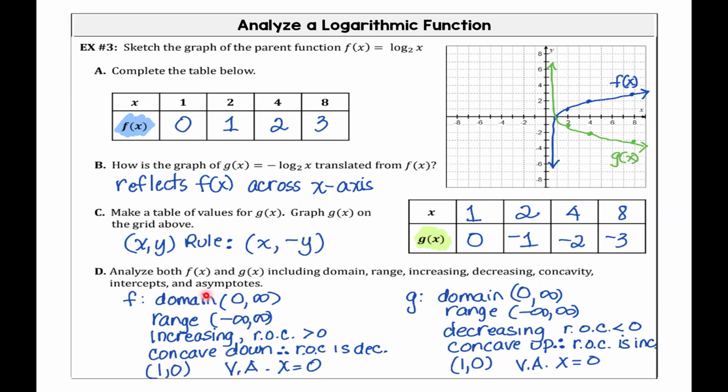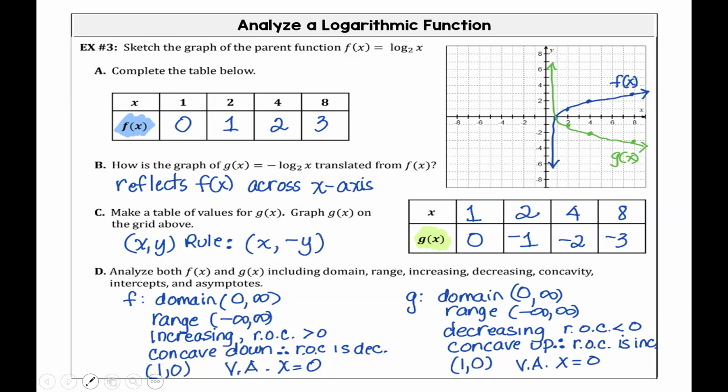So when you describe the domain and range, your domain is still the same for each. Your range is still the same for each. What's different here is your concavity. My original function is increasing, so my rate of change is positive. It was concave down, and therefore my rate of change is decreasing.